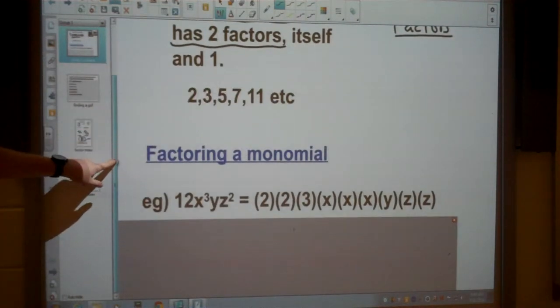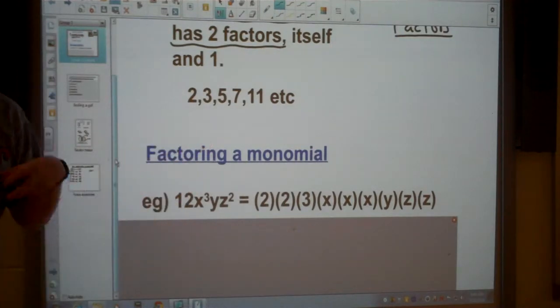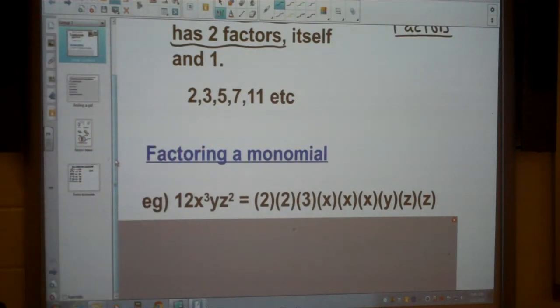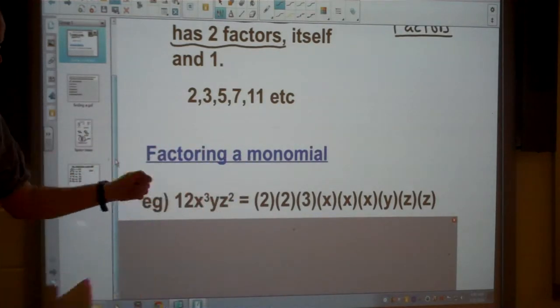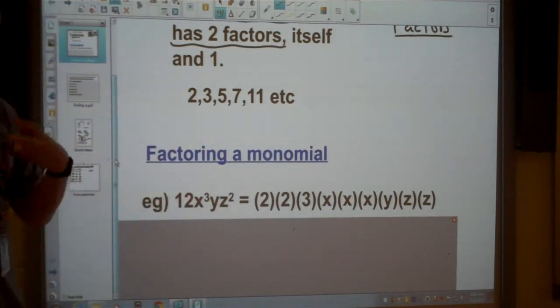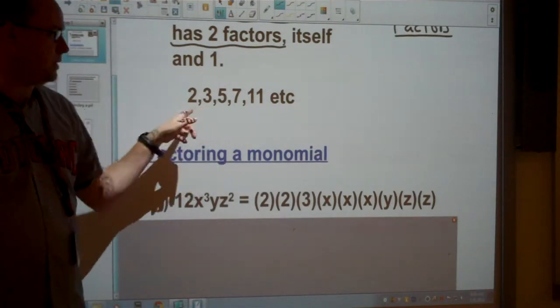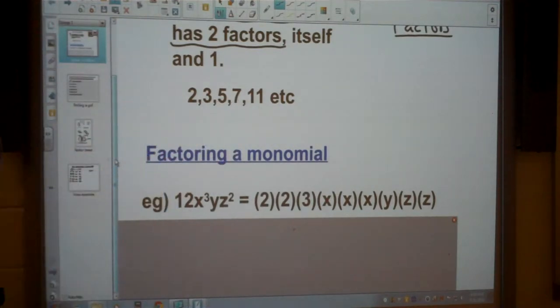Now, one other key skill is when we're factoring, what we're actually doing is writing things that multiply together to give us what we're looking for. So if we're trying to factor a monomial, just a single term here, so 12, we've got to think what times together to give us 12. We have to use these prime numbers here. So sometimes this is referred to as the prime factorization as well.